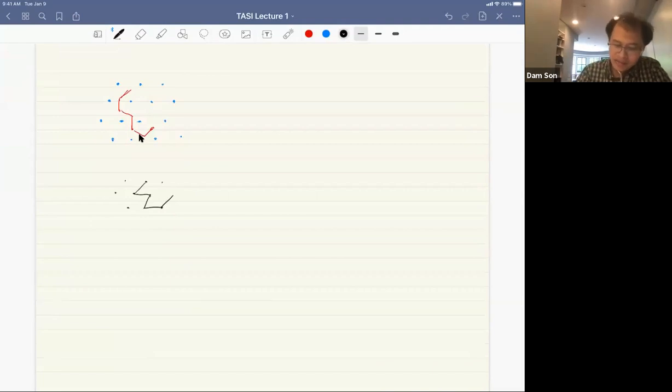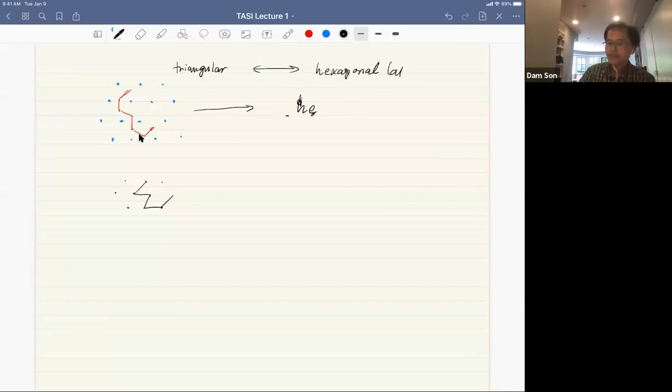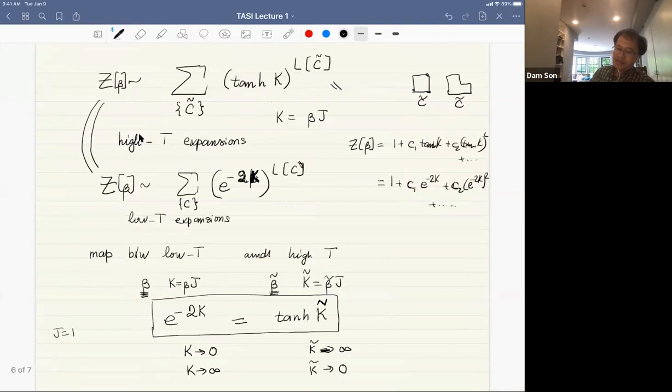And so what this means is that this duality maps the Ising model on a triangular lattice to an Ising model on a hexagonal lattice and vice versa. So let me just say, the triangular lattice Ising model under this Kramers-Wannier duality is mapped to a hexagonal lattice. On the square lattice, we are lucky because the dual lattice and the original lattice are the same. So the Ising model on a square lattice has self-duality, mapped to itself. It doesn't have to be so.